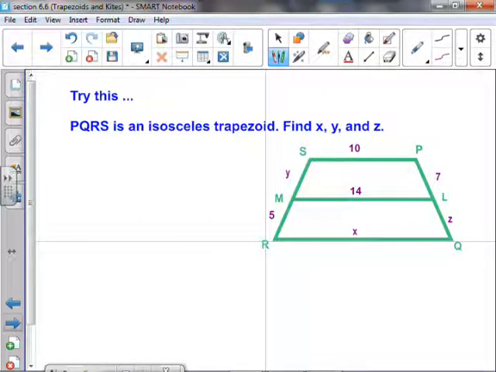First of all, we know that it's an isosceles trapezoid, and so we know that, I'm sorry, there is one other thing that we need to be told before we can answer this. Does anybody know what it is? We need to be told that ML is actually our mid-segment. It is not. That should be in there. ML is the mid-segment.